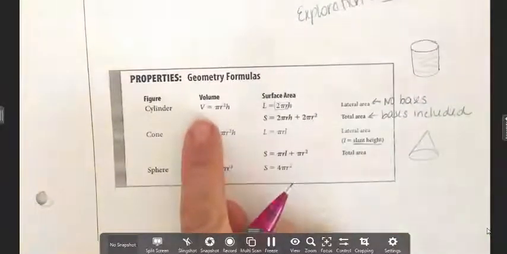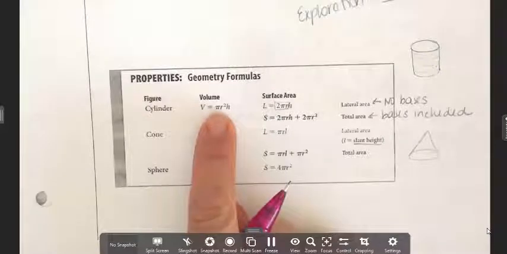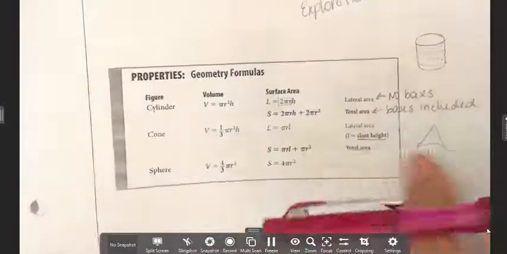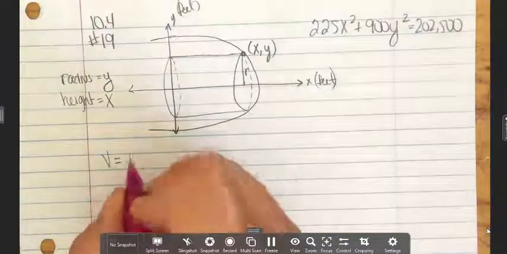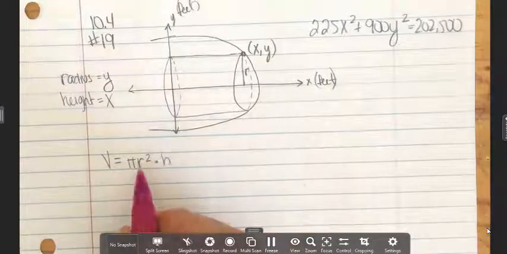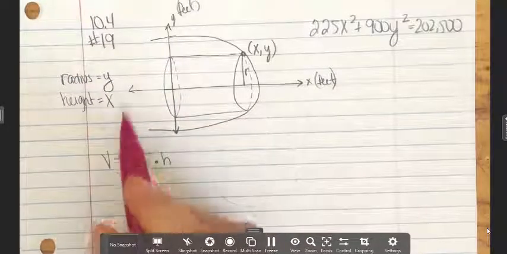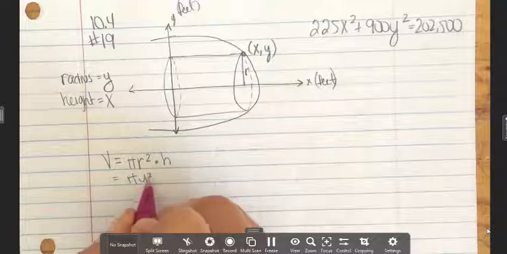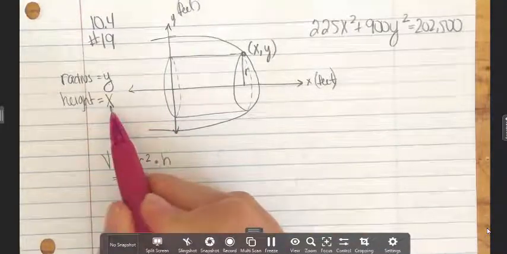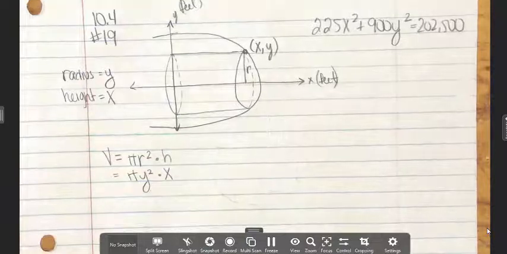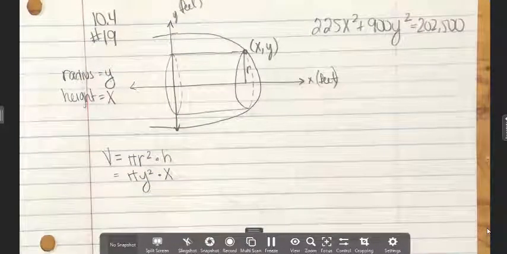So a volume of a cylinder is basically you take the area of the base, which is pi r squared, and you multiply it by the height. Okay, so the volume here is just pi r squared times height. But instead of r, well, our radius is y. And instead of height being h, we're going to use x for that. So then we can turn everything into one variable.